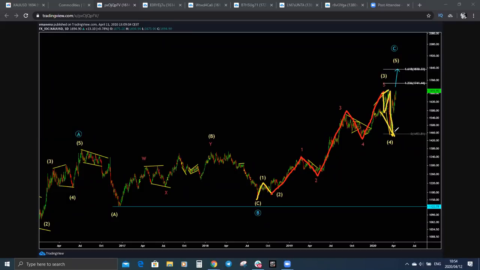After the expanding flat, we mentioned that this is going to continue to the upside. That's the corrective structure you saw there, and then it's making a move to the upside. We're still looking for even further upside. The first target will be around 1741, and then eventually 1.618. Okay, so it's continuation to the upside on gold and silver.